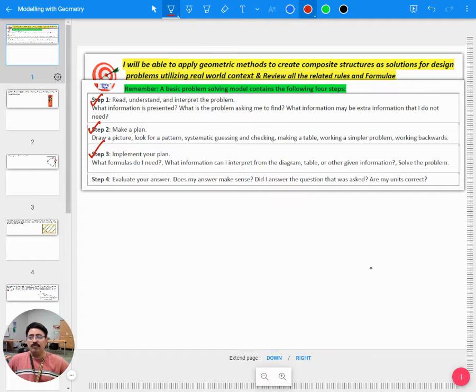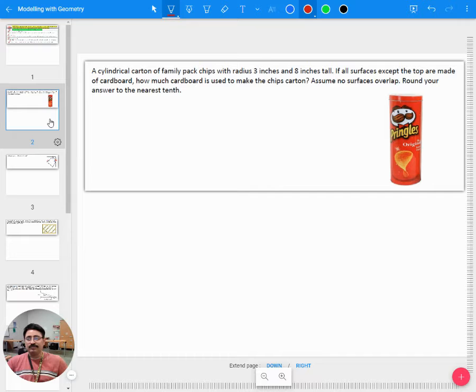Next, implement your plan, like which formula to use and what information can I interpret from the diagram, table, and so on. And at the end, evaluate your answer. Whatever answer you got, does it make sense or not? Did I answer the question that was asked? Because sometimes whatever the question asks and whatever you are finding may not be the same, they may be different. Okay, let's quickly jump to the first question for the session.